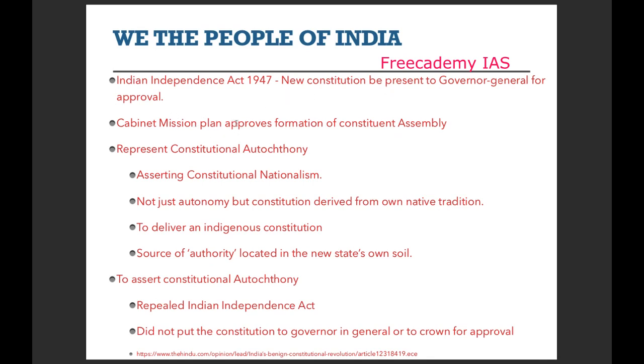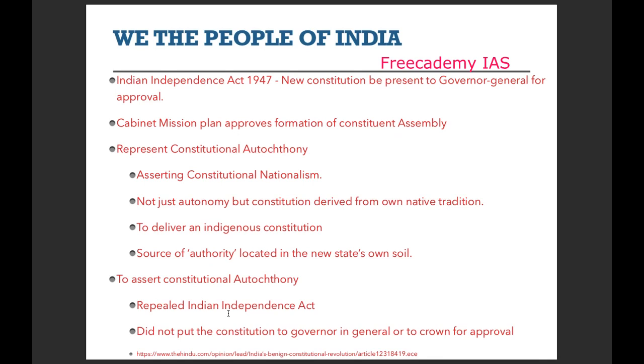Again, the Cabinet Mission Plan approved the formation of the Constituent Assembly, and in the Cabinet Mission Plan it was mentioned that our constitution needs to be approved by the Crown in Parliament, that is the British Parliament. So how did the constitution makers ensure that our constitutional autochthony, the nationalism based on the constitution, is maintained? It should not feel like it has been prepared under the influence of an external power. So for that purpose, the Constituent Assembly repealed the Indian Independence Act.